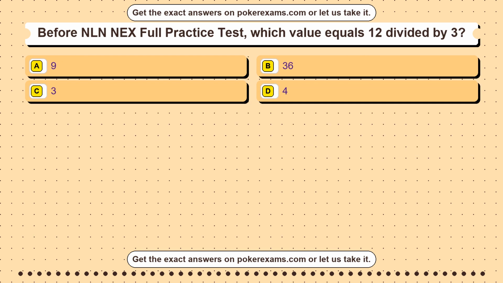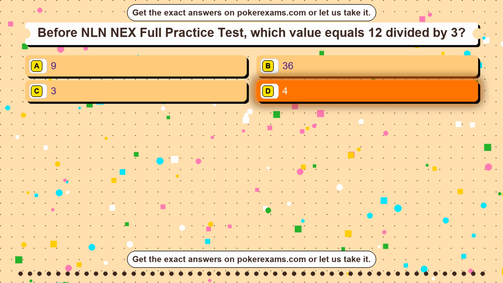Question 15. Before NLN NEX full practice test, which value equals 12 divided by 3? Option A 9. Option B 36. Option C 3. Option D 4. The correct answer is option D.